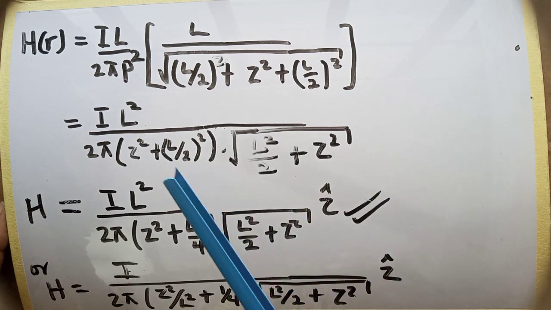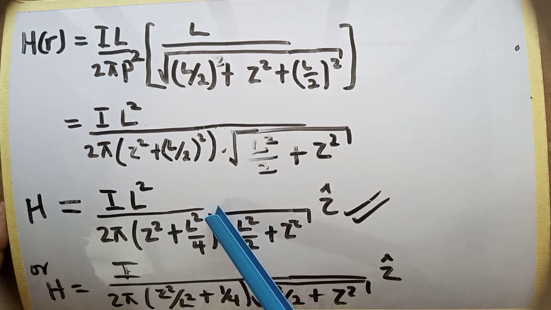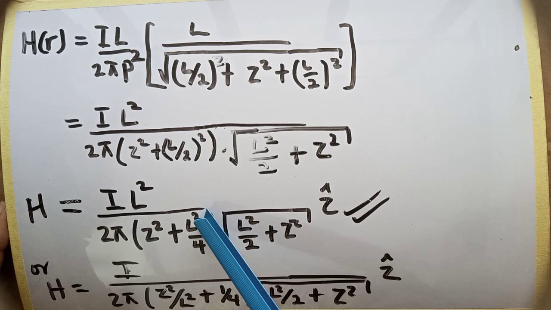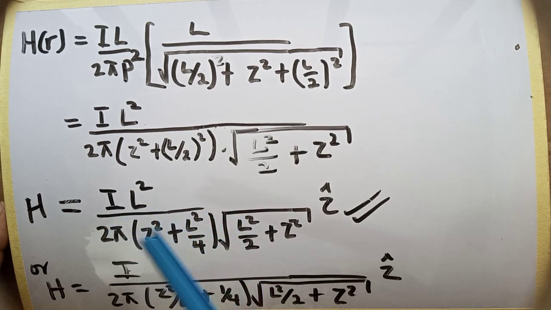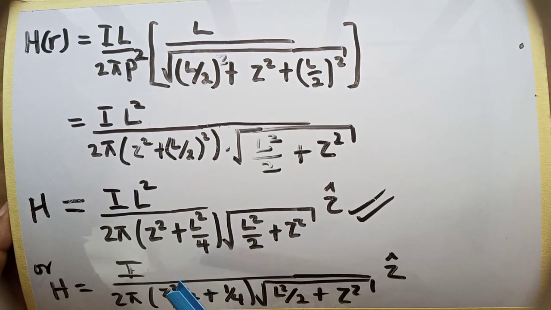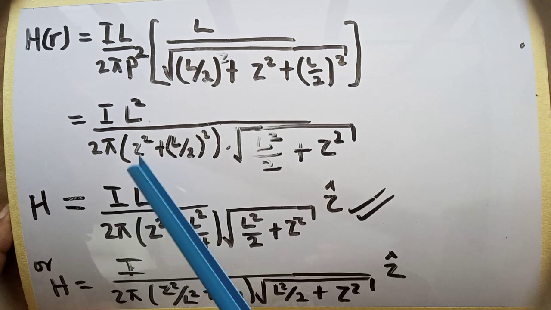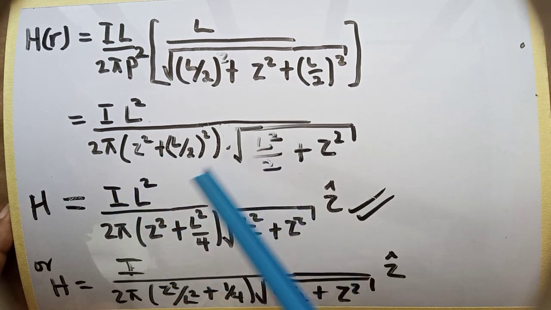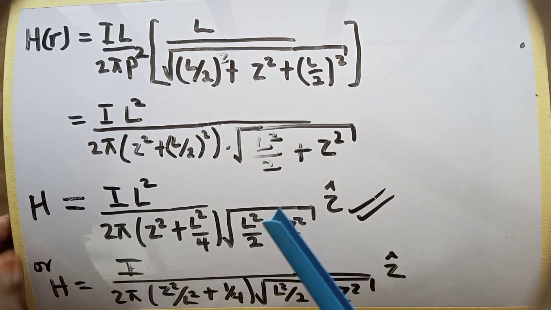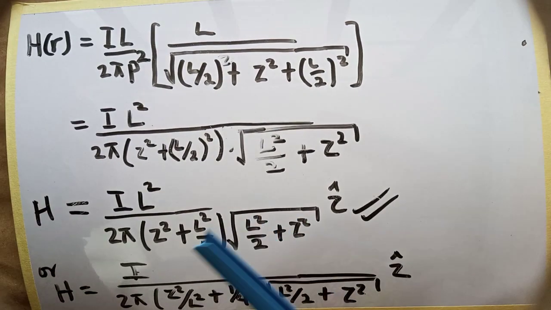Or you can say factorize L squared out from this expression. If you factorize L squared out, it will be Z squared all over L squared plus 1 over 4. That L squared that will be out here, we cancel this L squared. So you can have it in this form or this form. I hope this video helps.